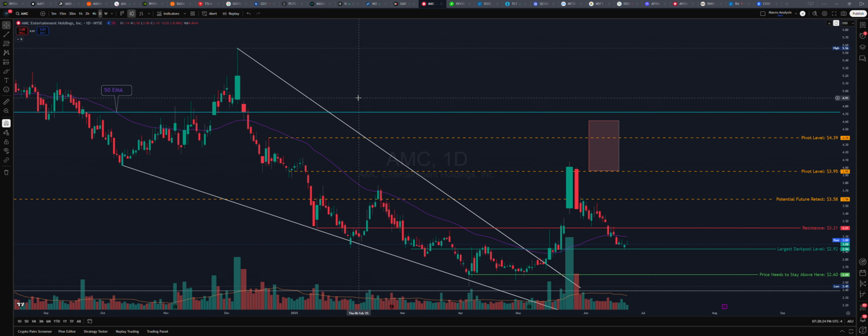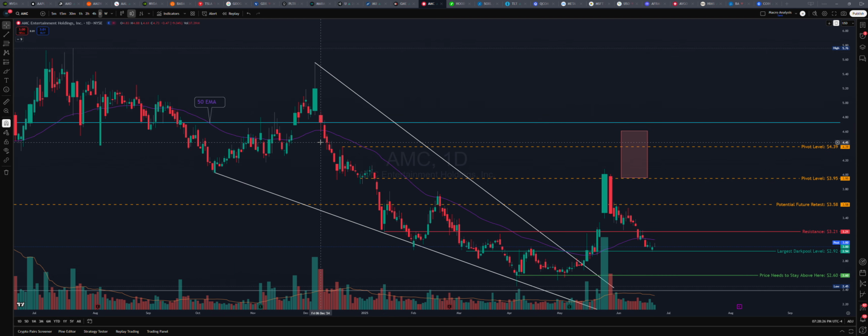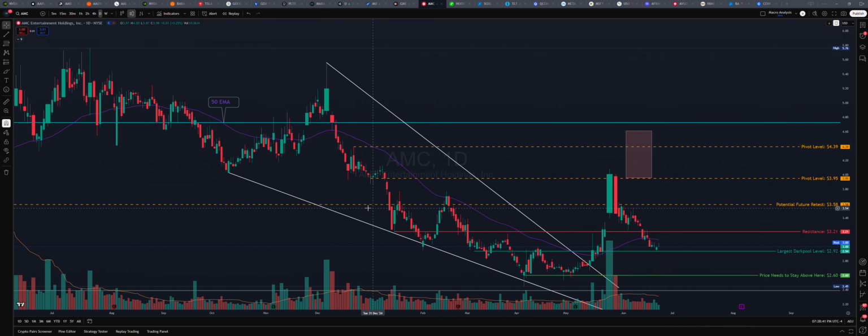So let me move that. And on the 50-day, we keep doing this. Every time we break above the 50-day moving average, we come back down again and get rejected off the 50-day moving average. And it's happening again. We broke above it, came back down, and now we're below that 50-day moving average again. Not a good sign usually.